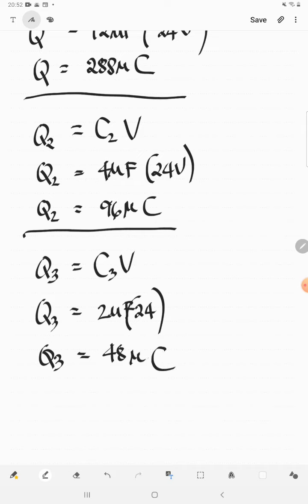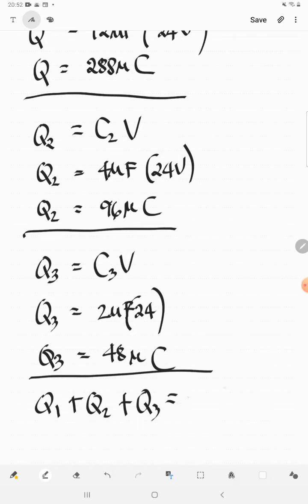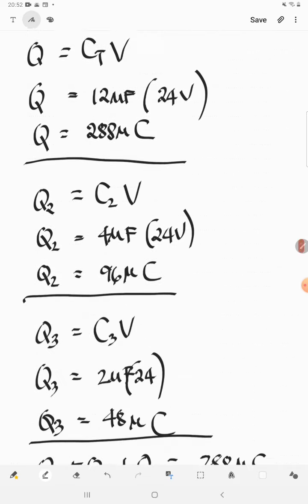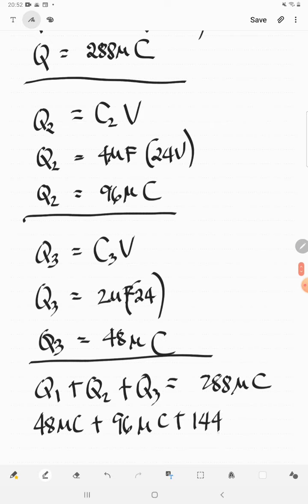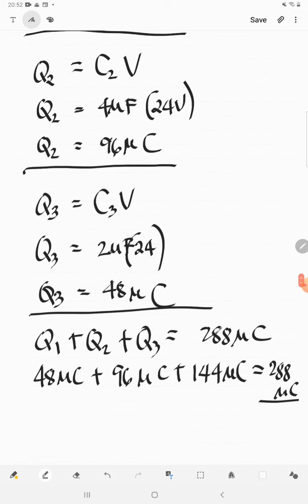48 microcoulomb. If we add Q sub 1 plus Q sub 2 plus Q sub 3, then this should be equal to 288 microcoulomb. So adding 48 microcoulomb plus 96 microcoulomb plus 144 microcoulomb should be equal to 288 microcoulomb.